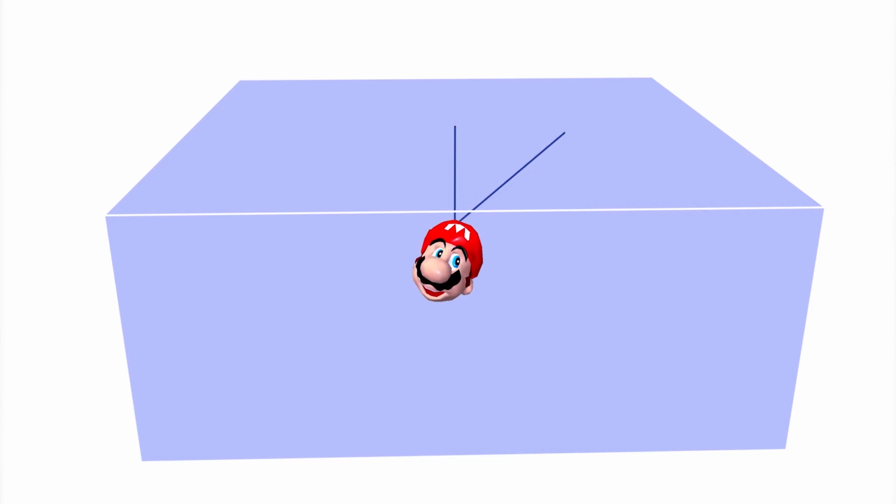Let's go to 3D to see why a circle appears. Here is Mario. What will he see? Let's draw the critical angle all the way around, and so everything within that angle will exit the surface, and everything in the red zone will just reflect the water.